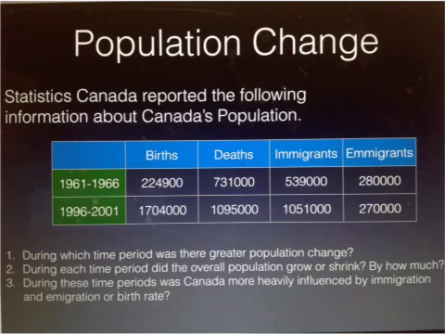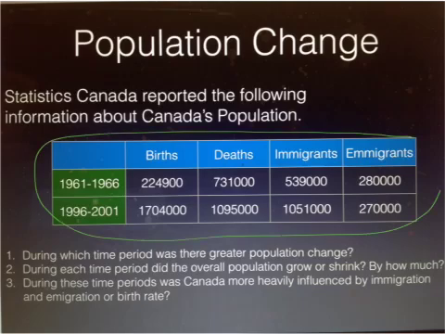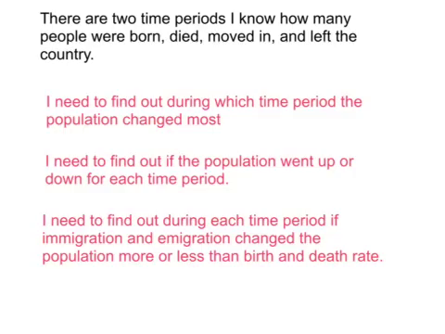Statistics Canada has reported the following information about Canada's population. We have the births, deaths, immigrants, and emigrants for 1961 up to 1966 and 1996 to 2001. The questions that we need to answer are down at the bottom. So my first step is to find the important information, and the important information would most certainly be what is included here in the table and the questions down at the bottom. And what I know is that there are two time periods. I know how many people were born, died, moved in, which is immigrated, and left the country, emigrated.